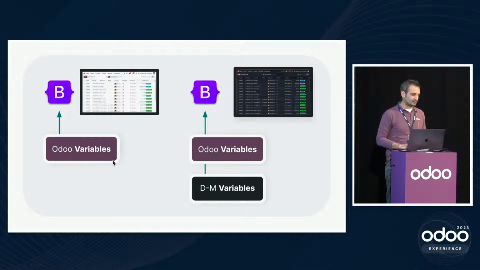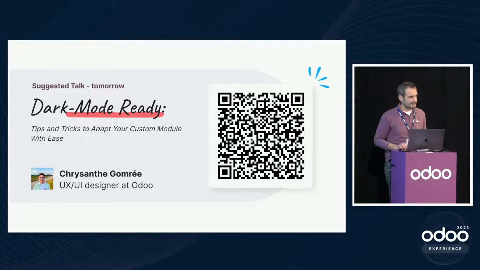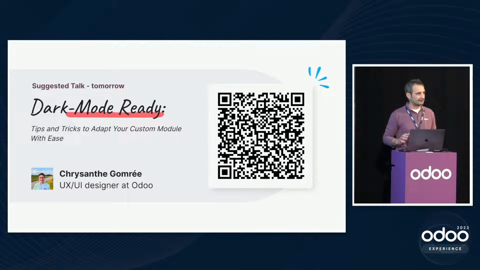We have the default Odoo variables that define bright, and when you check the toggle and you activate the dark mode, we define variables that override the default Odoo ones. If you're interested in dark mode, there will be another talk tomorrow from my colleague Crisant, and it will be about how to code, suggestions, tricks and tips about how to code your module to be dark mode ready.